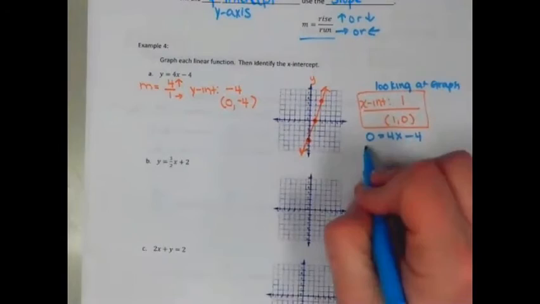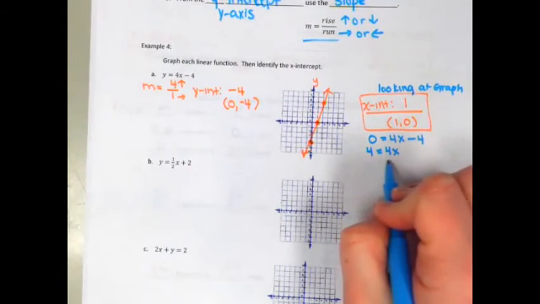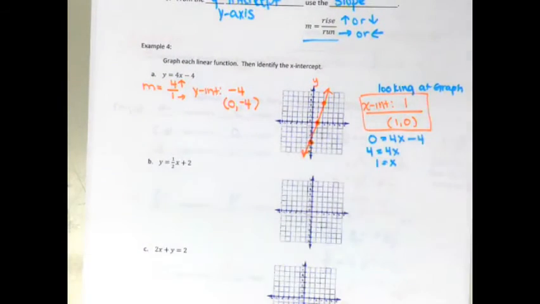Yeah. How would I move the 4 over? Add it. And then how do I get rid of the 4? Divide it, so x equals 1. So that's the second way you can do that. Okay. Does it matter which way? No. Okay. All right, B.